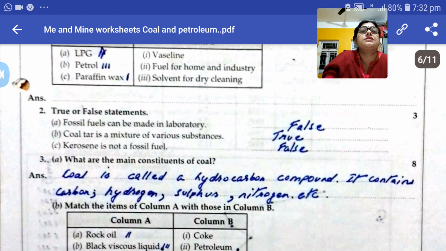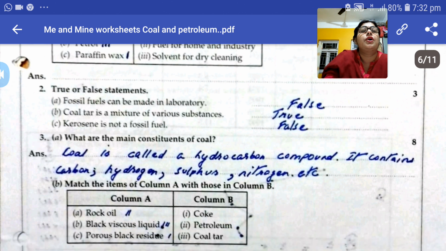State true or false. Fossil fuels can be made in a laboratory. False. Coal tar is a mixture of various substances. True. Kerosene is not a fossil fuel. That is false. What are the main constituents of coal? Coal is also called a hydrocarbon compound. It contains carbon, hydrogen, sulfur, nitrogen, etc.